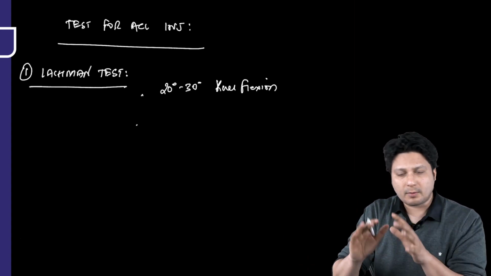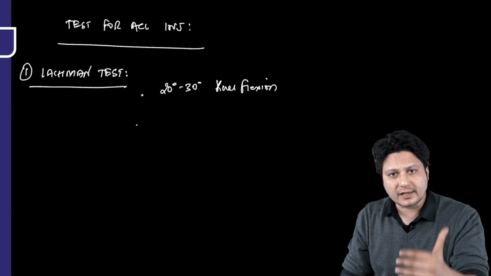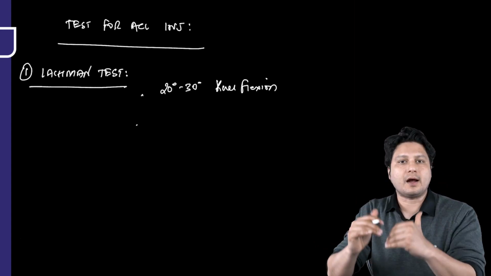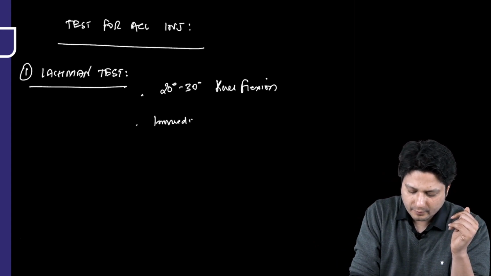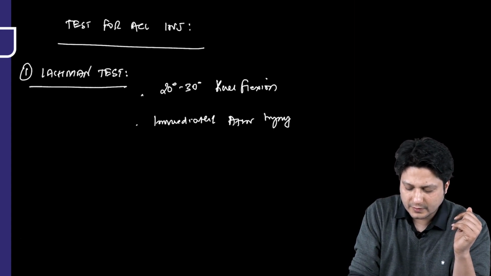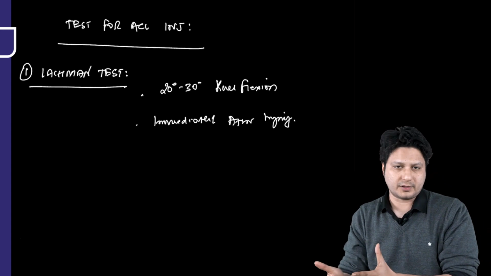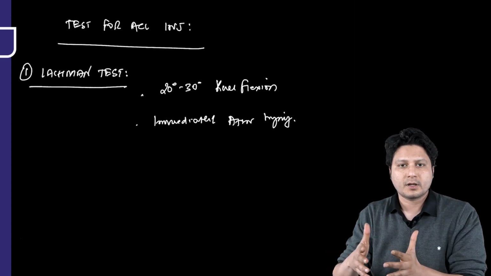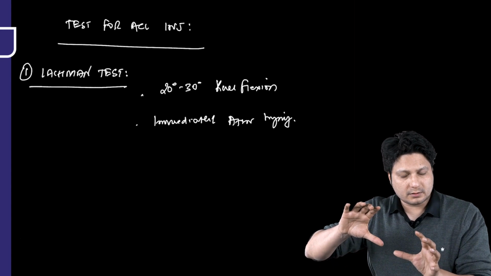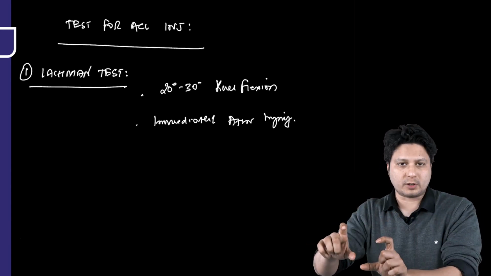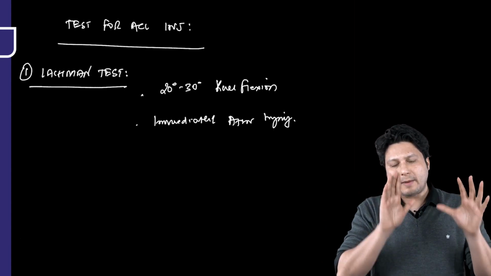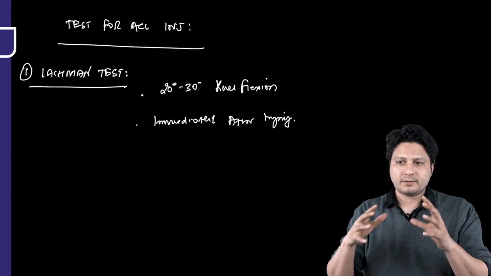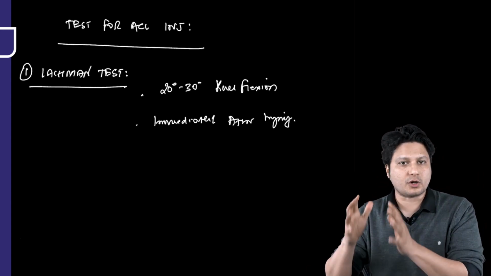Now, one of the important facts about the Lachman test is that you can perform it immediately after injury. This test is not going to be too painful for the patient, so that he will not allow you to perform it. You see, imagine the patient has an ACL rupture, then there will be a hemarthrosis. There will be a massive collection of blood inside the joint.